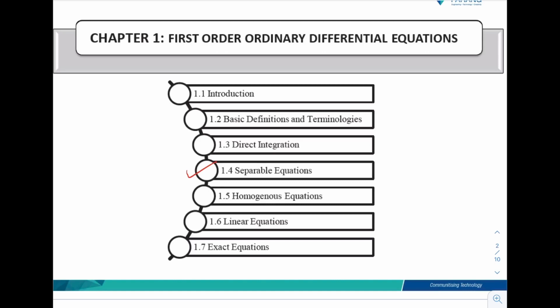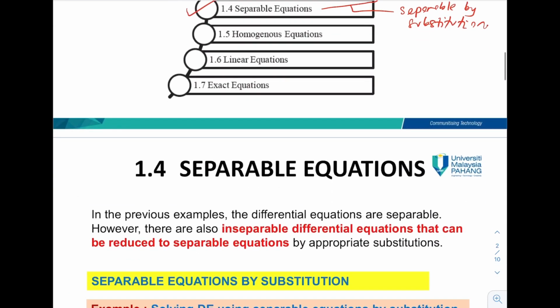Actually, under the separable equation, we have two categories, which is the first one is the basic one, and the second one is the separable by substitution. Okay, so I hope you can recognize the differential equation, which is originally is the separable equation, but the other one is non-separable that we can reduce to the separable equations.